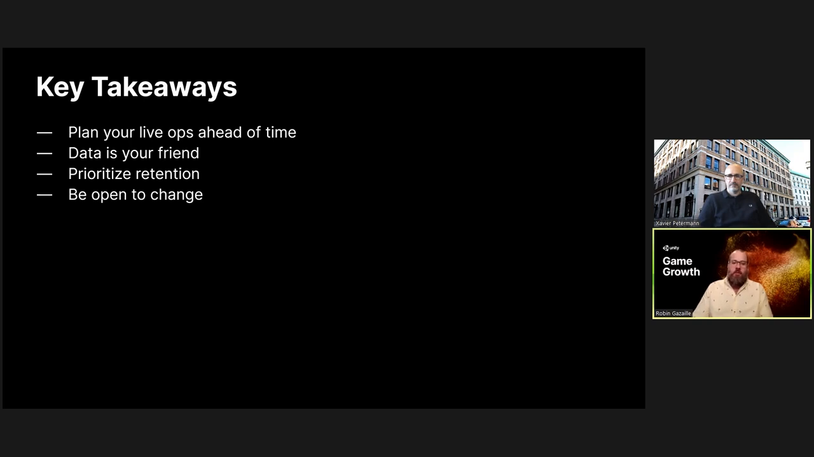Prioritize retention. A lot of your users will come through user acquisition, which is paid. It's expensive. It's an investment. If you lose these users, you lose your investment. Prioritize retention, and revenue will come. Be open to change. So even if you plan your live ops ahead of time and create a great strategy, if it doesn't resonate with your users, you should be open to changing it. Whatever works for your users is what will work for you and what will bring you success.